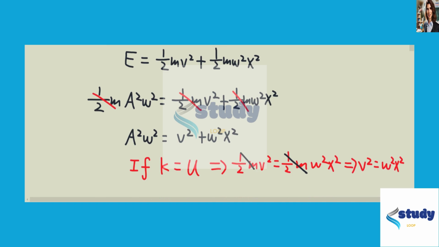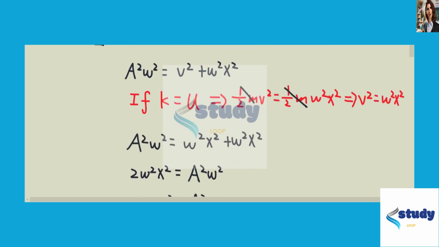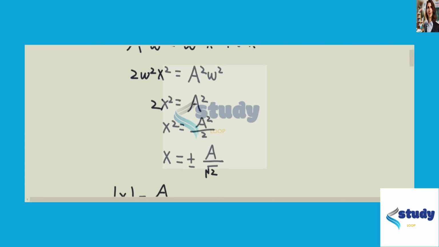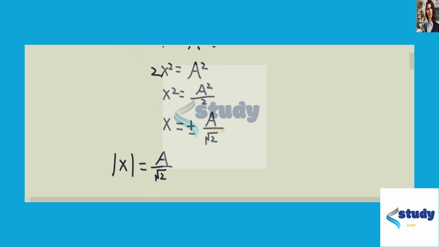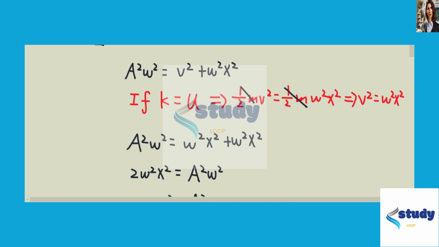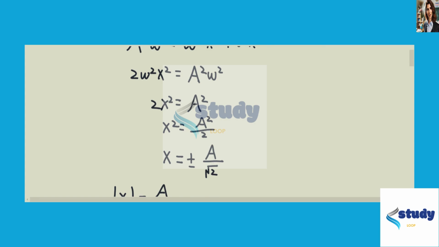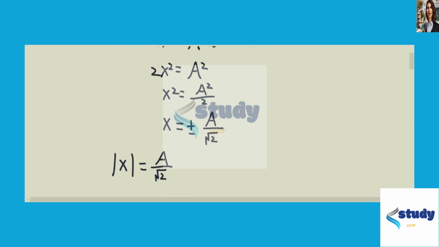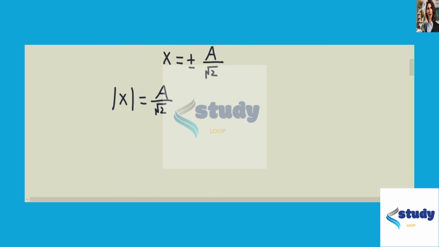In the question, it was assuming that the kinetic energy is equal to the elastic potential energy. So if K is equal to U, we have 1/2 mv squared is equal to 1/2 m omega squared x squared. As you can tell, 1/2 m can be cancelled out. So therefore, v squared is equal to omega squared x squared. So we can substitute omega squared x squared for v squared. So we have a squared omega squared is equal to omega squared x squared plus omega squared x squared. So eventually we have x equal to plus or minus a over square root 2. So the magnitude of the displacement is a over square root 2.